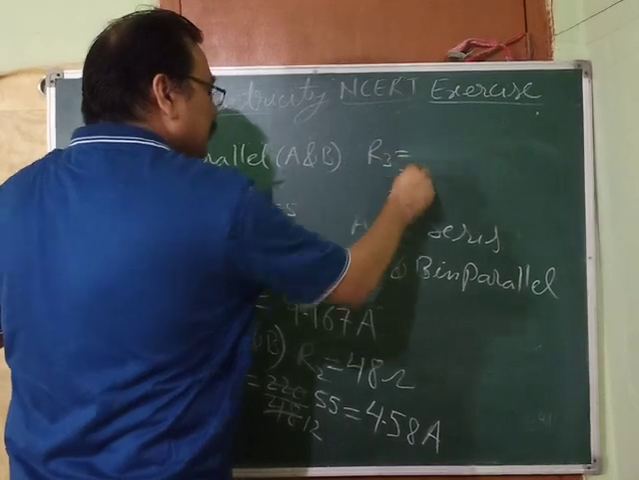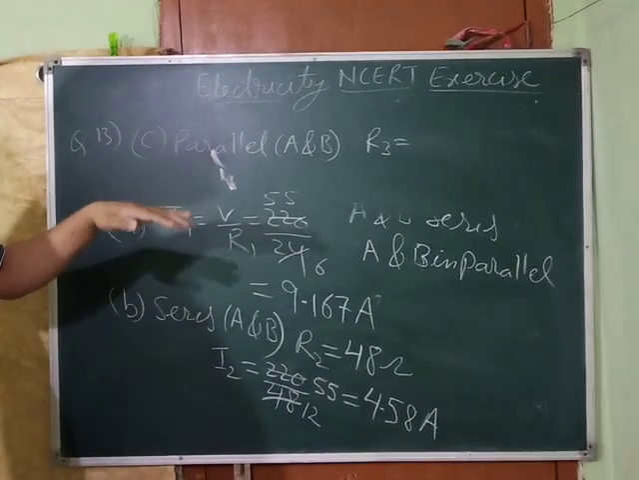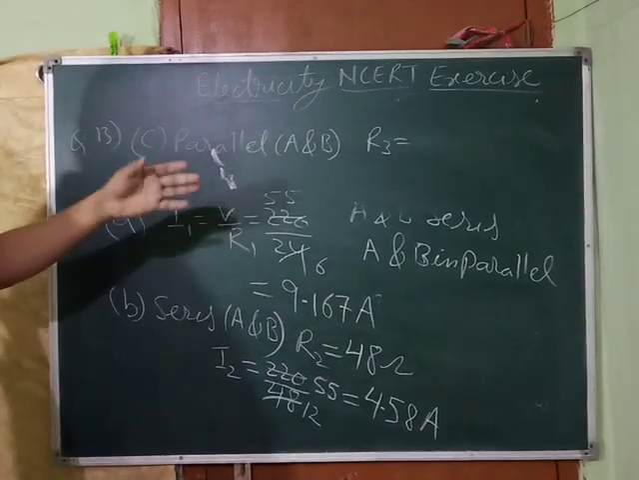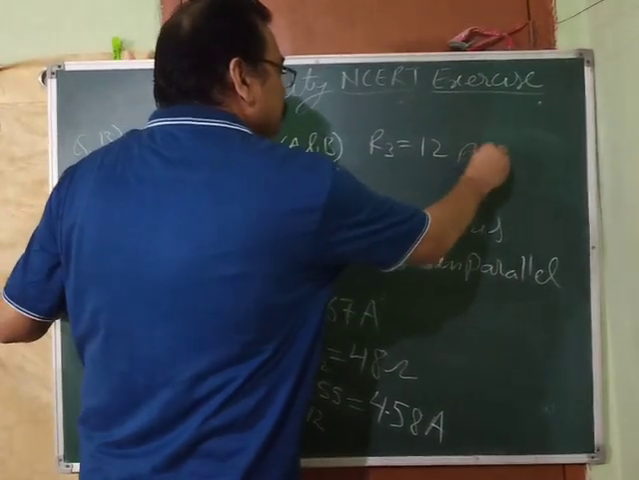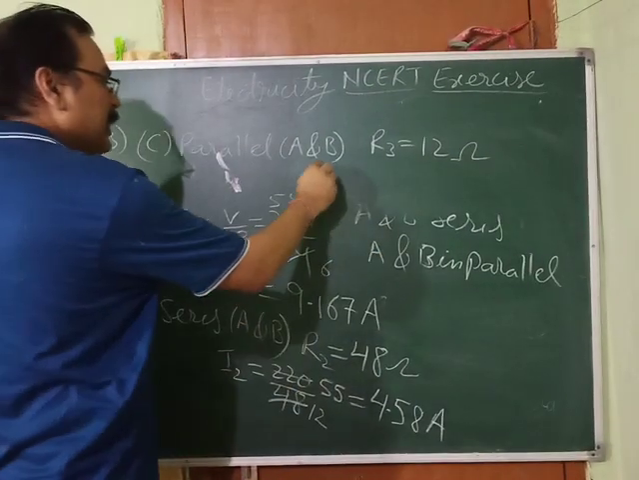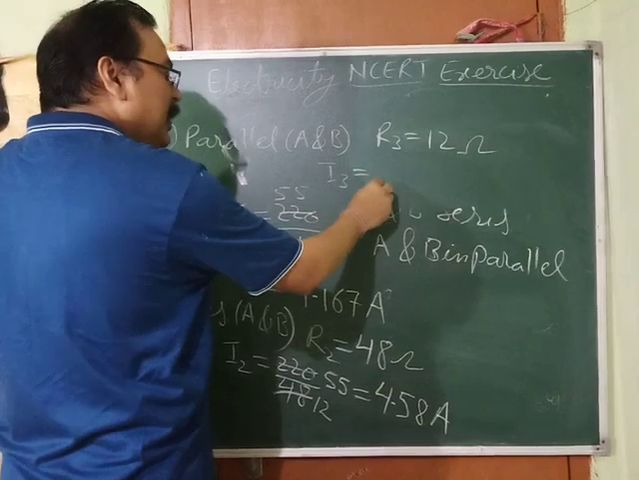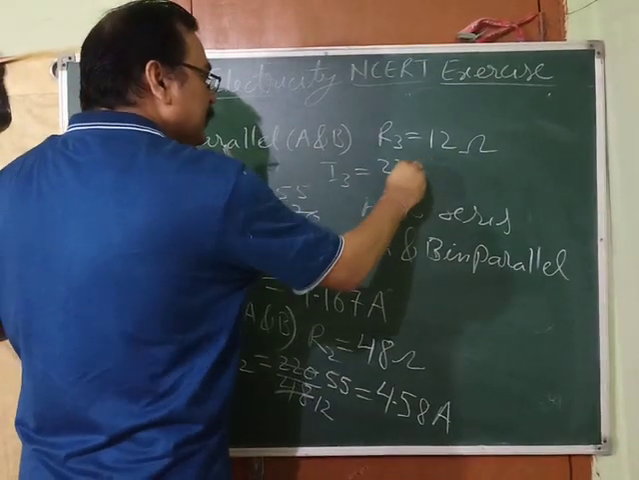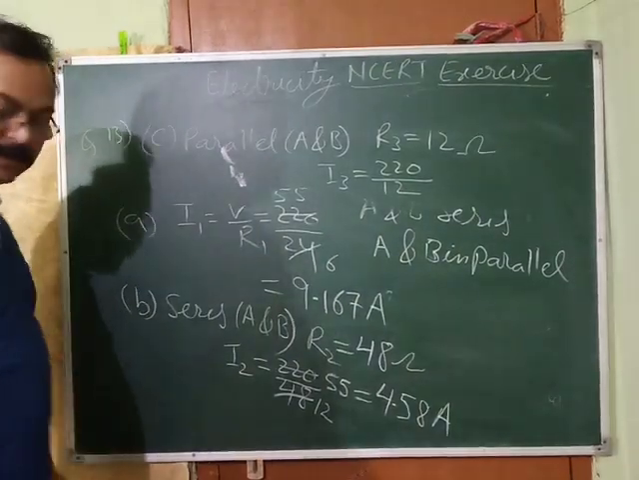Then let the resistance be R3. In parallel, when you are connecting 24 ohm and 24 ohm, we know that the resistance becomes half of that. So what is half of 24? It is 12 ohm. Okay, so let the current be I3. So I3 is equal to V by R3. V is 220 and R3 is 12. So let's see what we are getting.